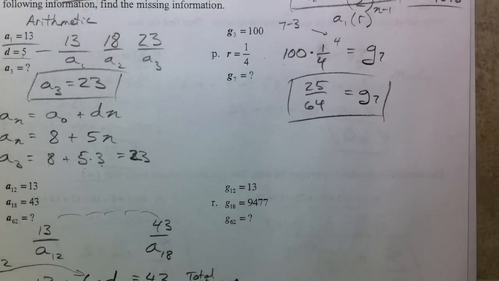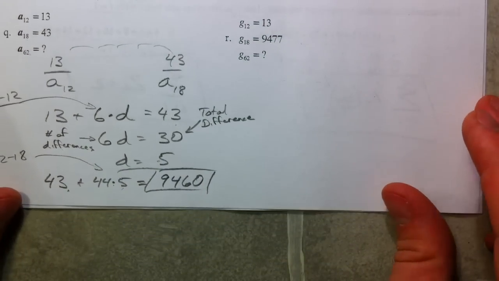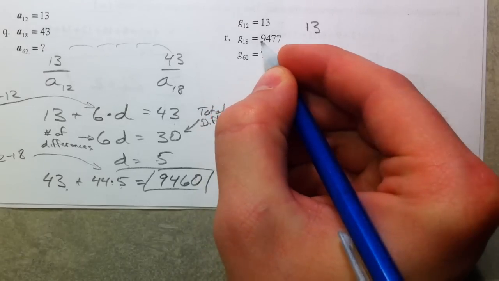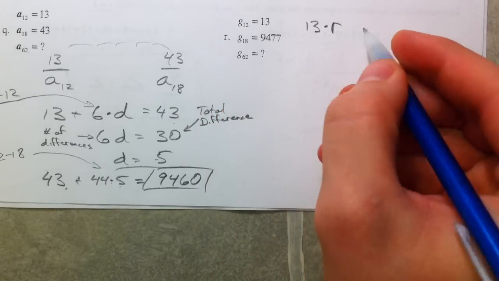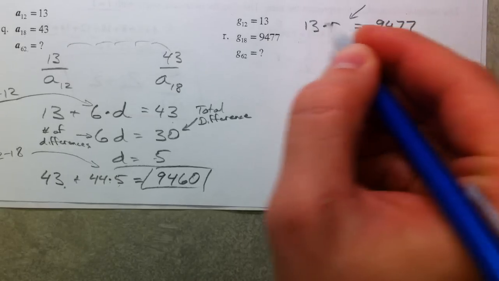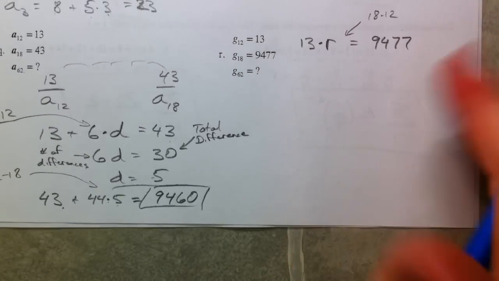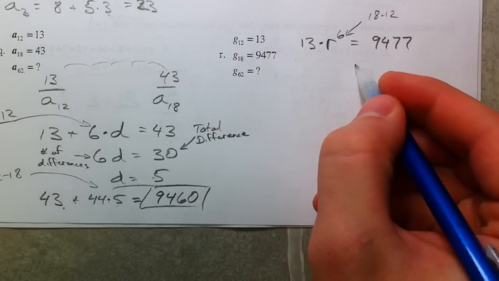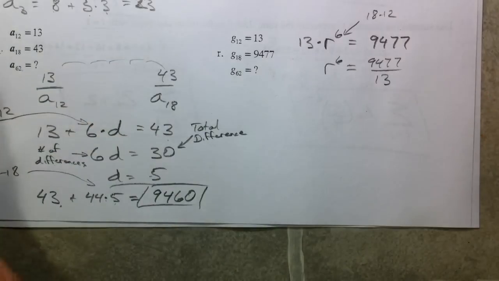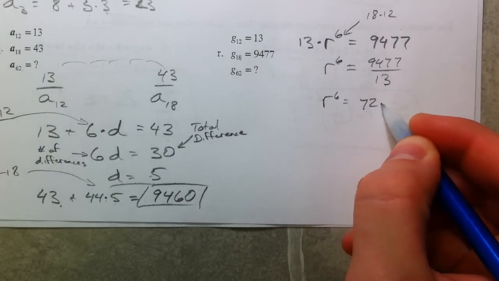So we had the r. In the next one, we're not going to be given the r, and so we're going to approach it very similar to how we did the arithmetic. So if we have our 12th term, 13, and we have our 18th term, we're going to multiply by some r to get to the 9,477. There are 18 minus 12 multiplied r's. And so that's 6. So r to the 6th is 9477 over 13. That's 729.